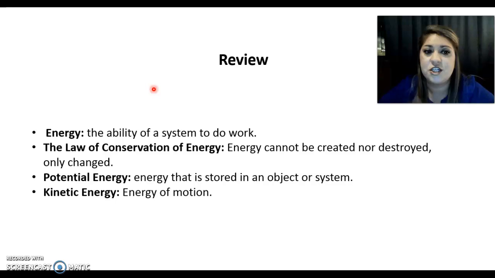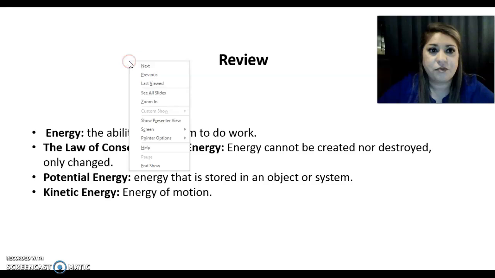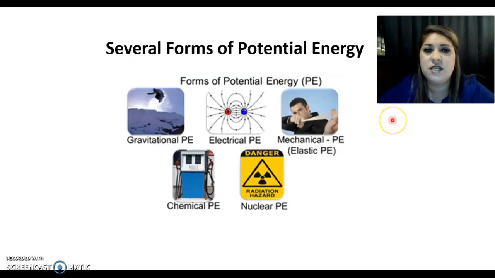And then kinetic energy is energy of motion. And again, you guys know mechanical energy as being energy of movement. So anytime that we have movement involved, something's in motion, then we know that there's going to be mechanical energy involved as well. So there's going to be several different forms of potential energy. We have gravitational potential energy, electrical potential energy, mechanical potential energy, chemical potential energy, and nuclear potential energy.